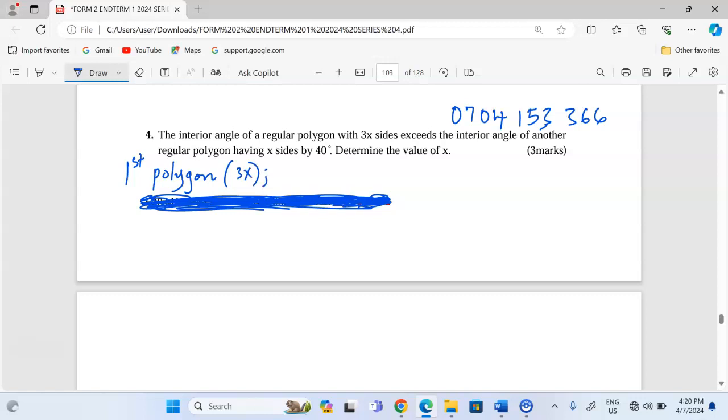Remember there is what we call the sum of interior angles, which is usually given by 180 into n minus 2. This is the general formula. So for this polygon, the sum of interior angles will be 180 into n, where instead of writing n, the value of n is 3x, then minus 2, because n is the number of sides, and the number of sides is 3x.